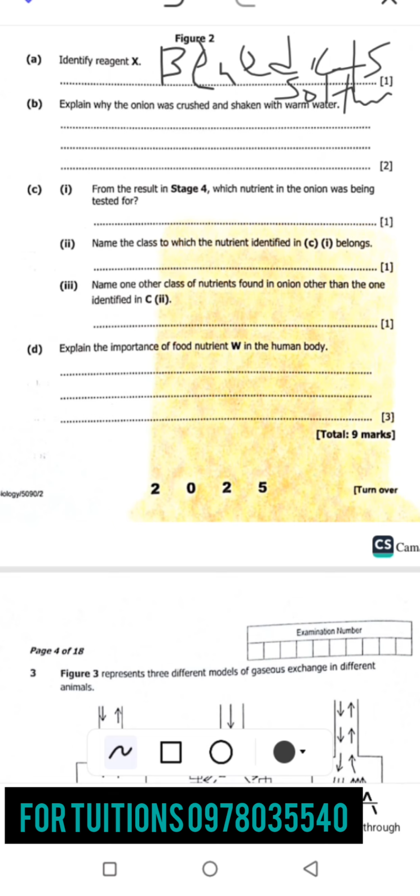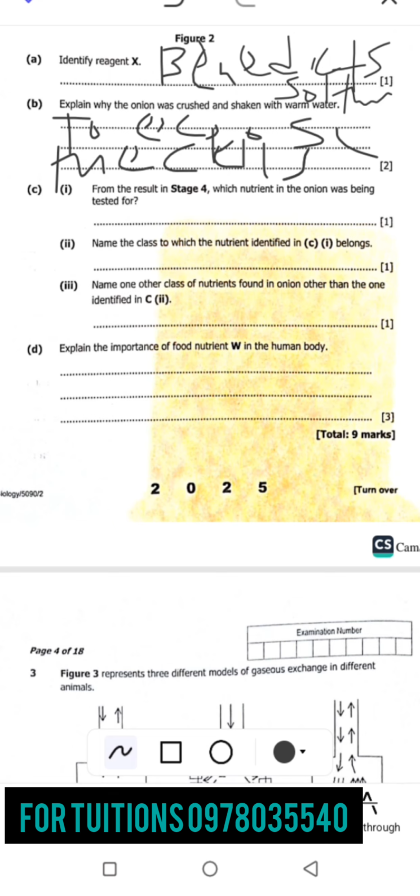So, to expose the cells to the reagent. I don't have enough space, but if you can write in your book, you can just say to expose the cells to the reagent. That is the main reason why the onion has to be crushed.